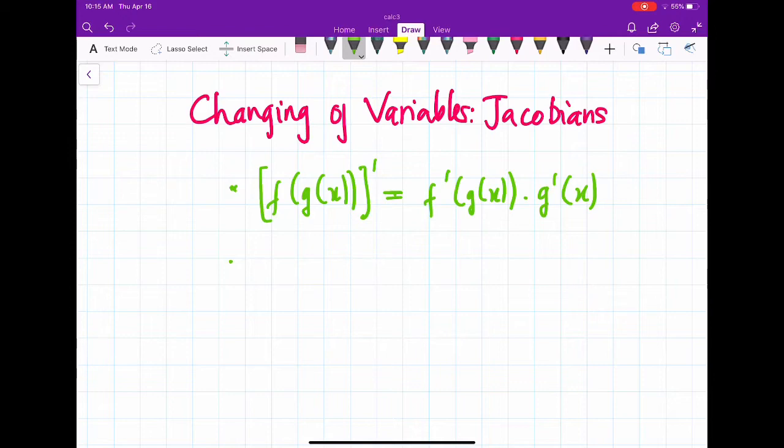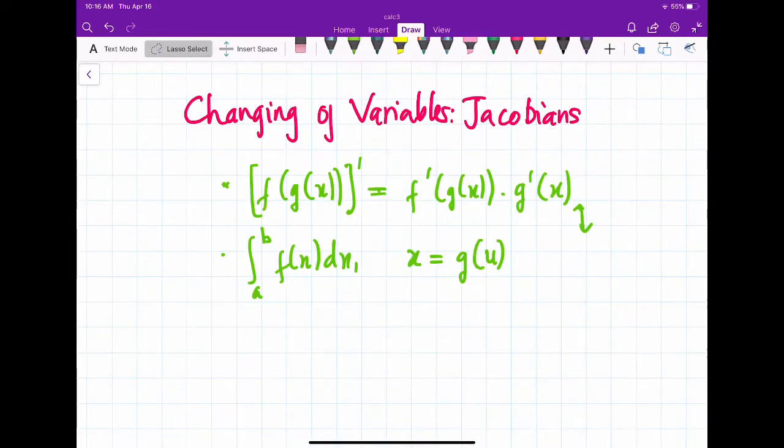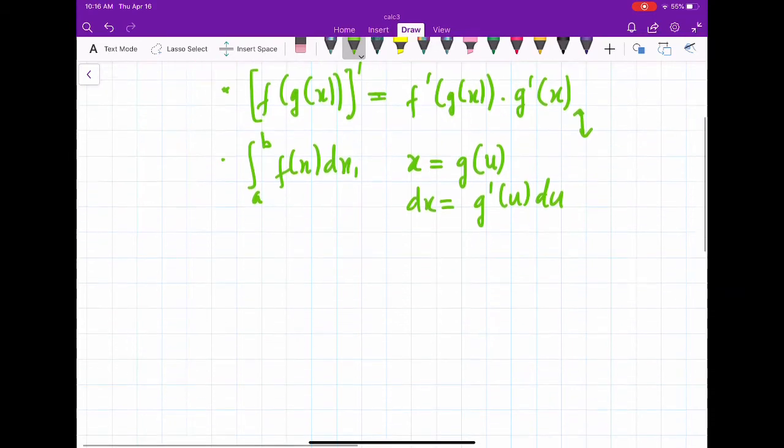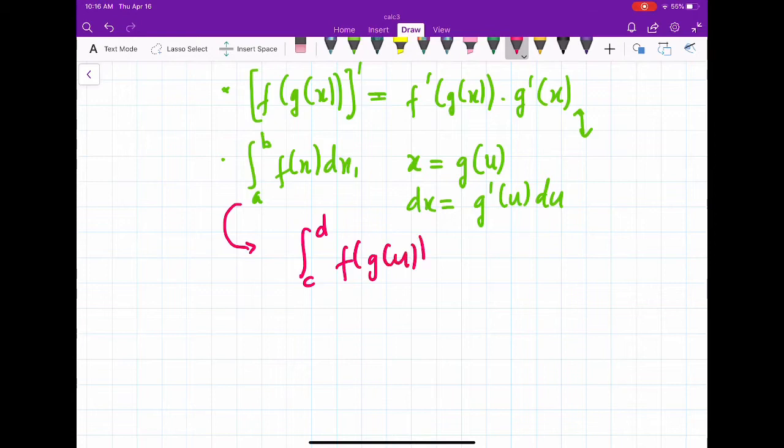For integrals, we have integration by substitution. That is the inverse of the chain rule, right? So suppose that you have the integral from a to b of f of x dx, and the function x depends on u. And from here you have dx equal to g prime u du. By doing so, you can rewrite your integral from c to d of f of g(u) times g prime u, du, where c and d are new integration limits. Make sense? So that is integration by substitution. That's what we learned in calculus 1.